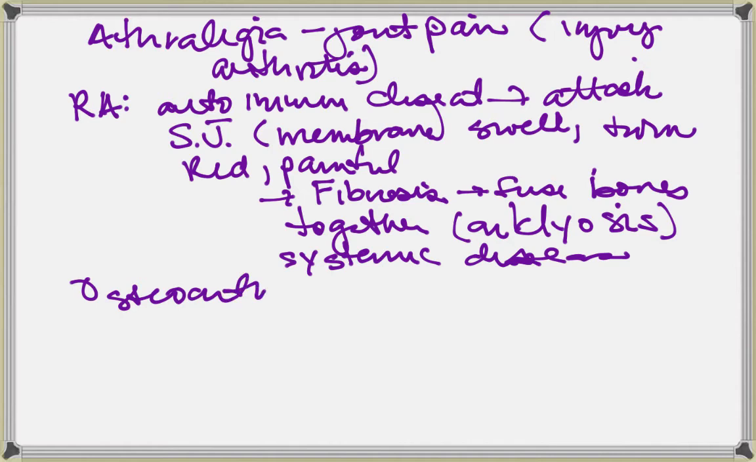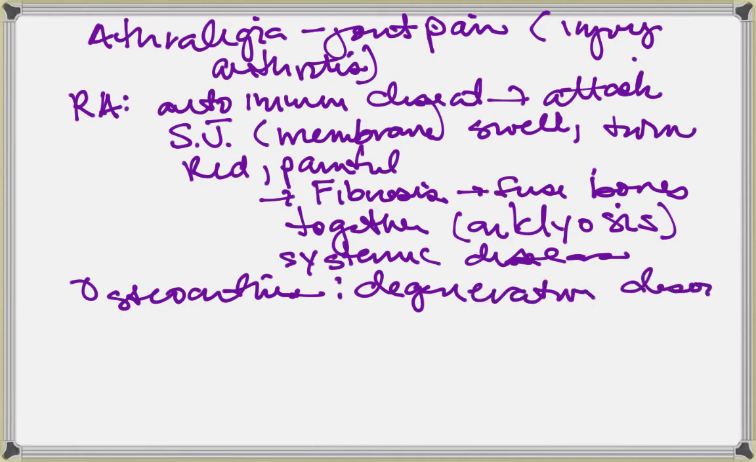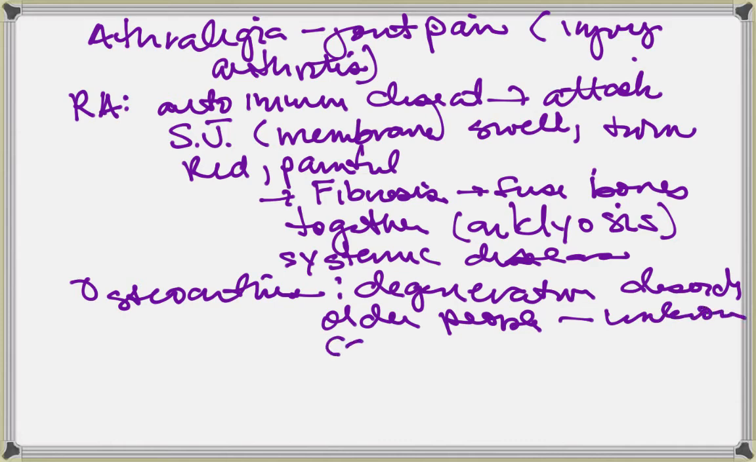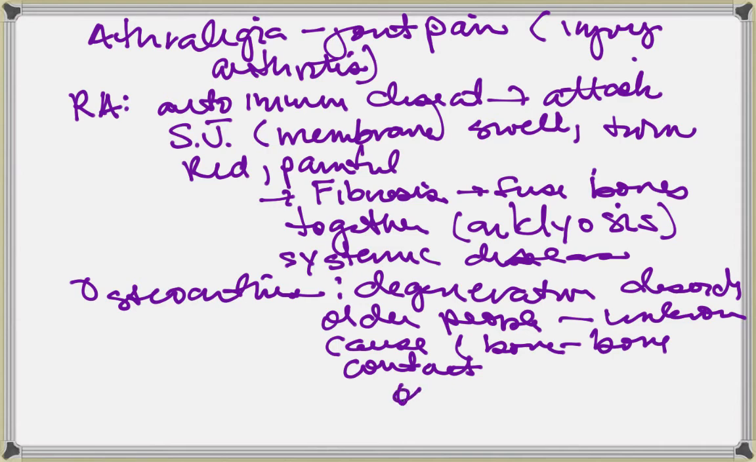Osteoarthritis is a degenerative disorder. So it affects older people. Its cause is unknown. It basically starts when you start wearing down the articular cartilage, and then you get this bone-on-bone contact. And it usually affects one joint, and that can cause pain, stiffness, and swelling.